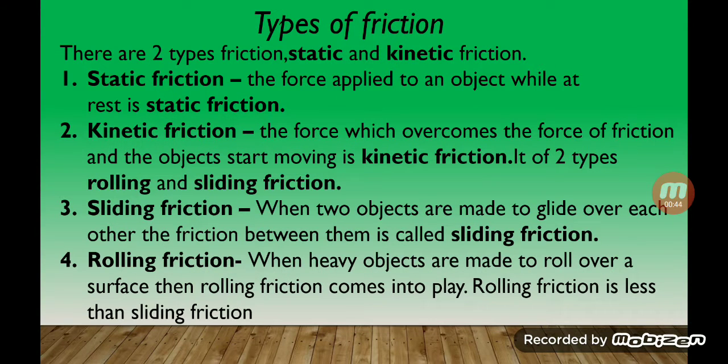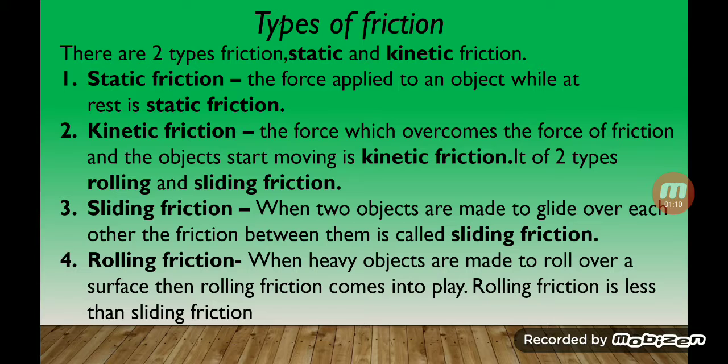Types of friction. There are two types of friction, static and kinetic friction. Static friction: the force applied to an object while at rest is static friction. Kinetic friction: the force which overcomes the force of friction and the object starts moving is kinetic friction. It is of two types, rolling and sliding friction.